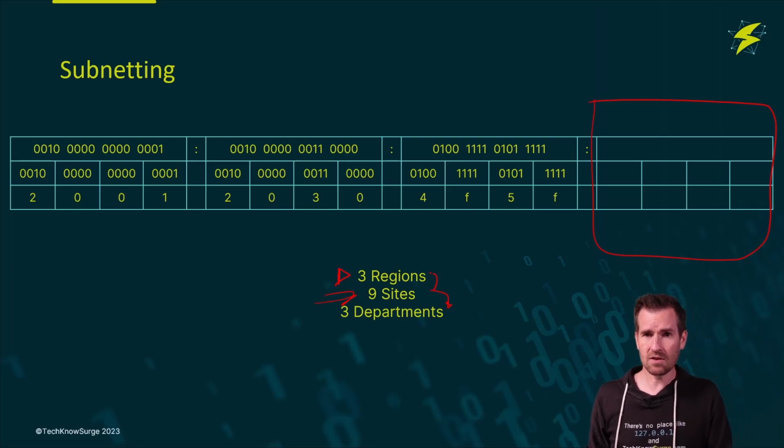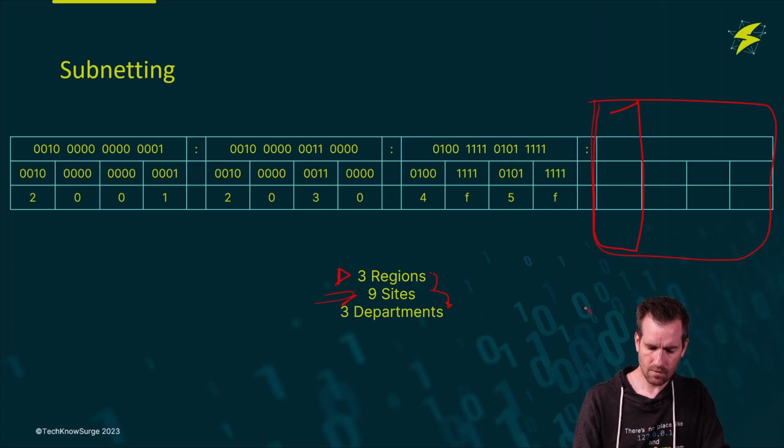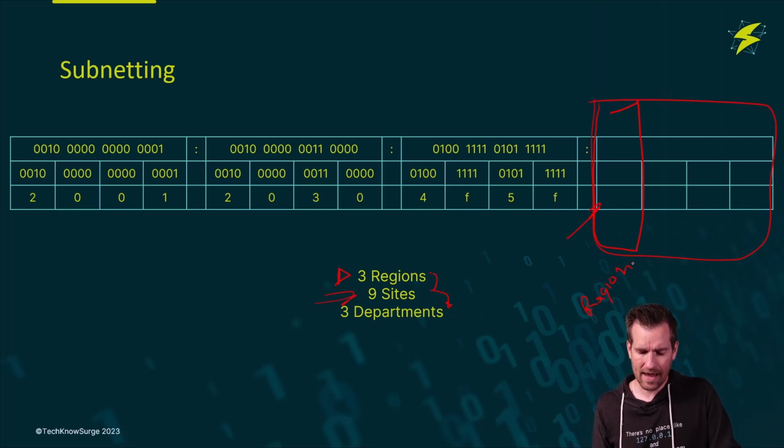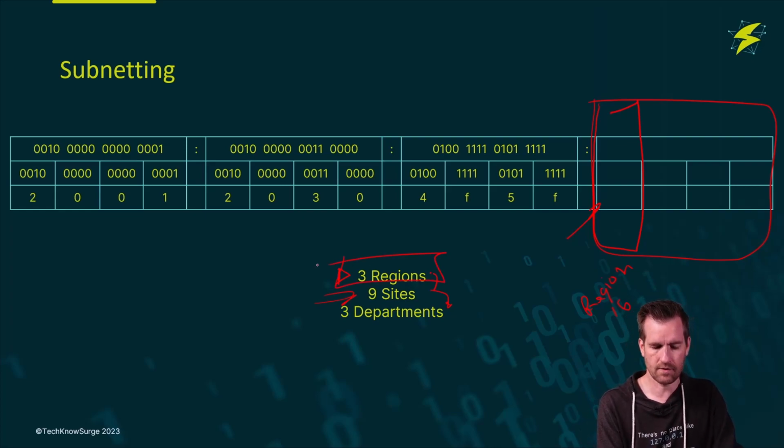So what we can actually do is assign a nibble to each one of these. So maybe the first one is going to be just the region. Since this is 4 bits, we have up to 16 regions here. So our 3 is well covered in there.